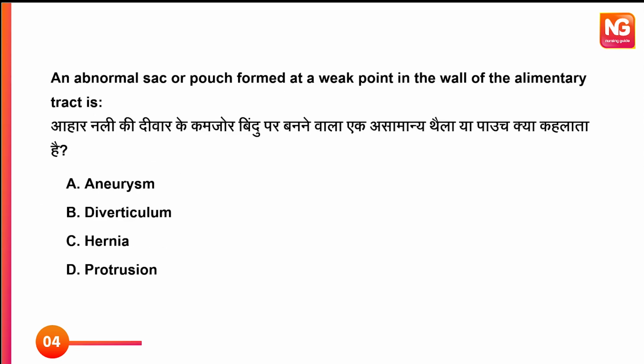An abnormal sac or pouch formed at a weak point in the wall of the alimentary tract is option A aneurysm, option B diverticulum, option C hernia, option D protrusion. And the correct answer is option B diverticulum. An abnormal sac or pouch formed at a weak point in the wall of the alimentary tract is diverticulum.